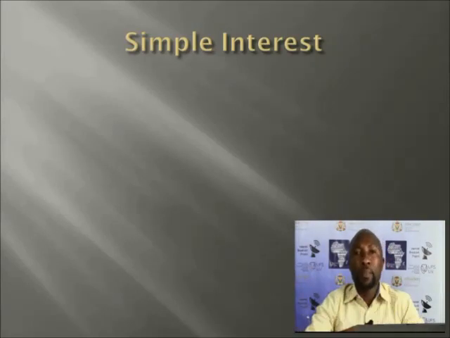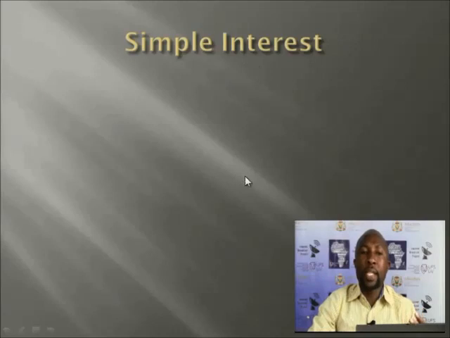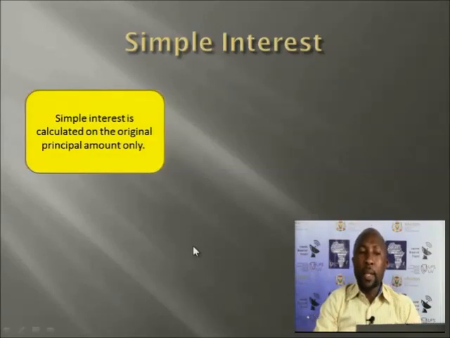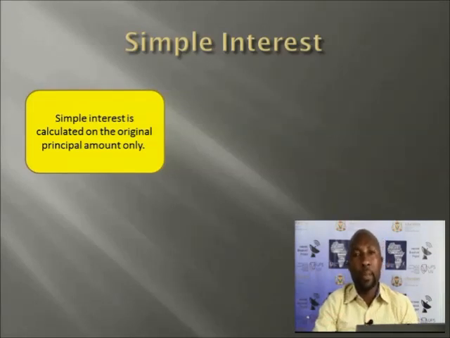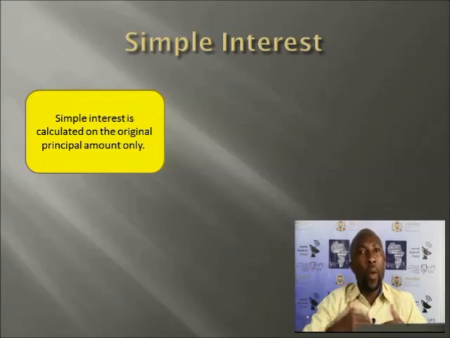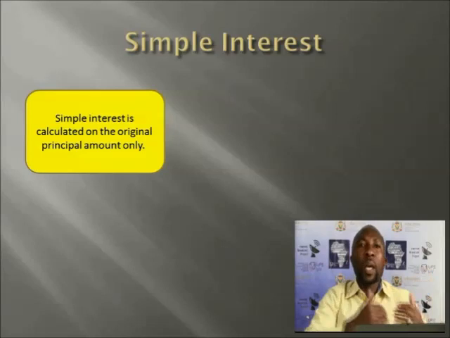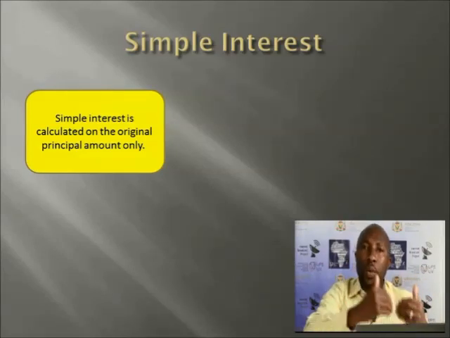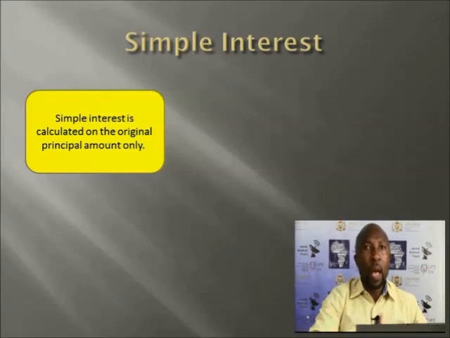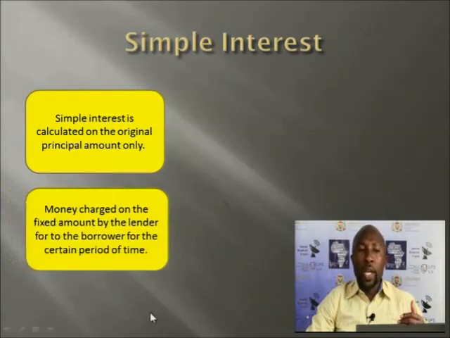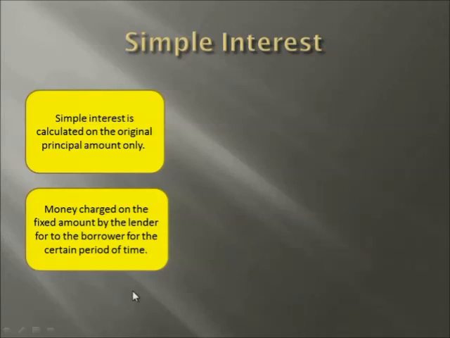Now, when we do calculations, it's important to note that we've got two ways in which we can calculate. Then we've got simple interest. It simply means that interest is calculated on the original or the principal amount only. When you do your calculations, the interest will only be calculated out of that principal amount. But we will also look into compounded interest, which is different from this one.